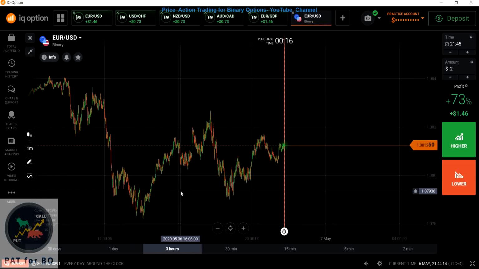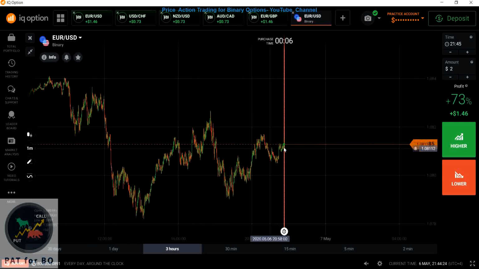At this point what I can see is, if I zoom out for 3 hours, I can see that the major trend is a downtrend. Why am I saying the major trend is a downtrend? That is because price was here and now the price is here within 3 hours. So the price has moved down. That is why I am saying the major trend is a downtrend.